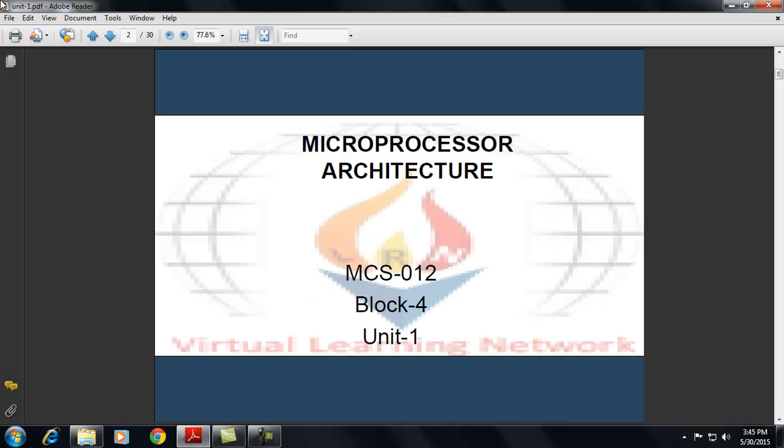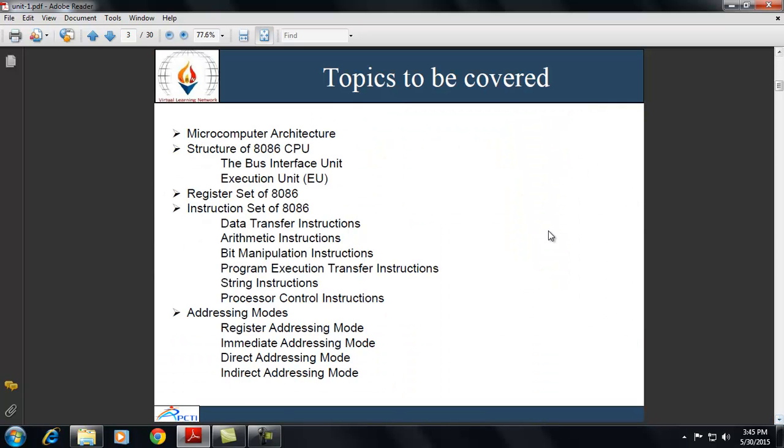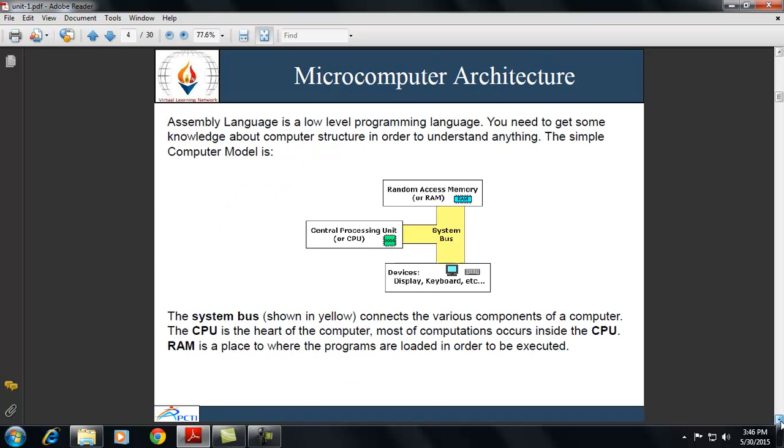In this session, we will discuss microprocessor architecture. The topics to be covered under this section are microprocessor architecture, the structure of 8086 CPU, which contains BIU and EU, that is execution unit, the register set of 8086, instruction set of 8086, and various addressing modes. Now, first of all, microprocessor architecture.